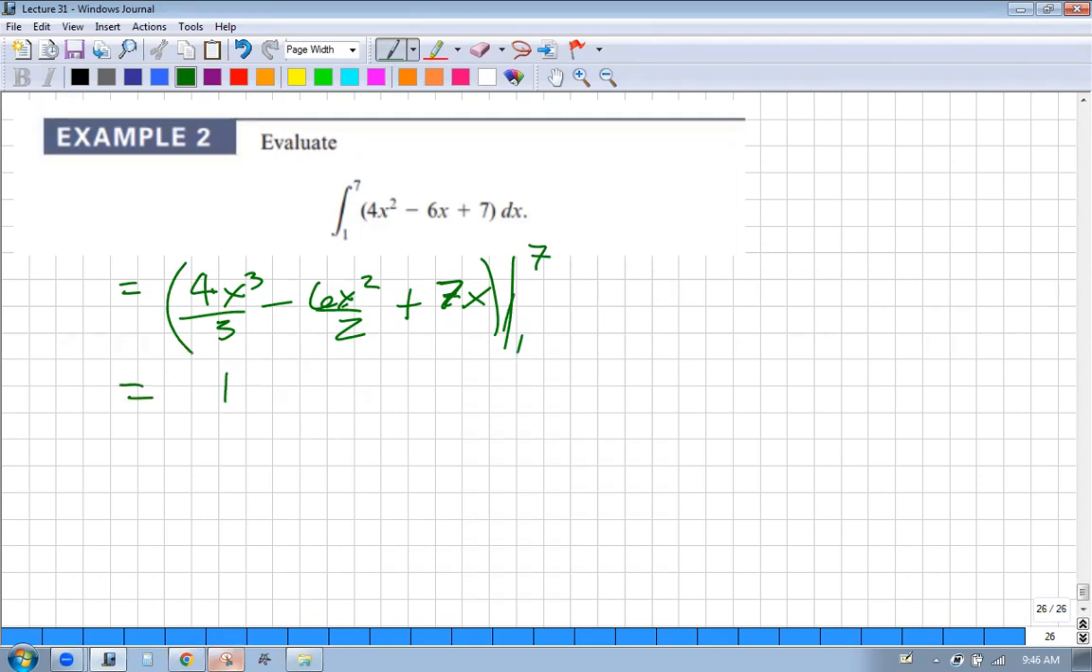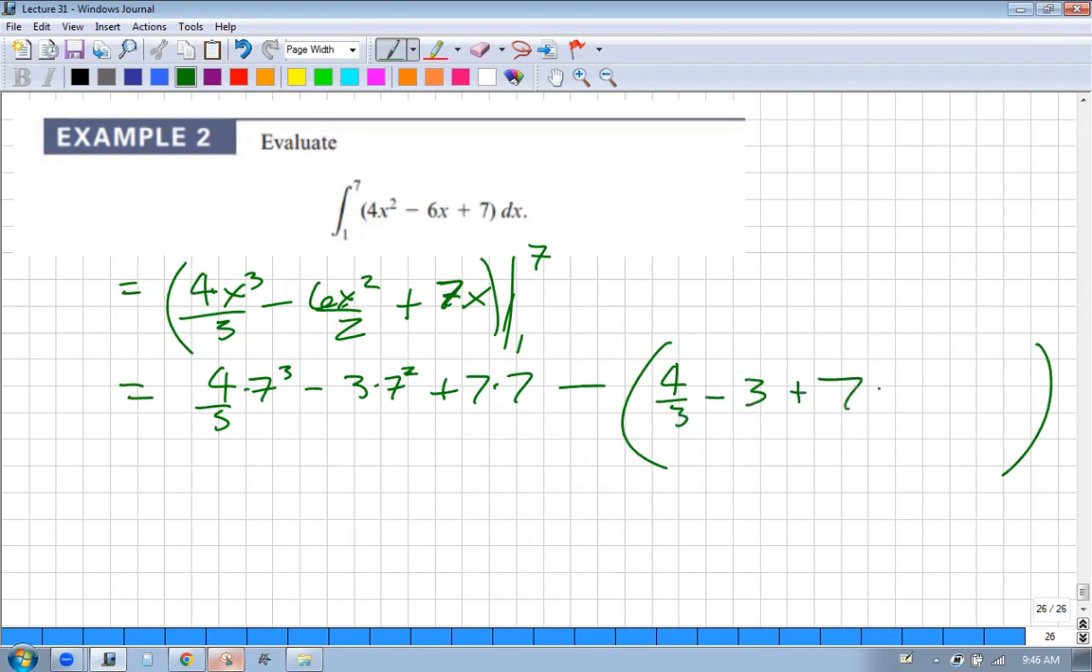And then you just plug a 7 in. So we have 4/3, 7 cubed minus, let's see, 6 over 2 is 3. Now we subtract. Make sure you put your parentheses because we're going to subtract the whole thing. Plug in a 1. 6 over 2 is 3. Because we're subtracting the whole thing, right? You see what I'm doing. Plug in the 7, subtract, plug in the 1. All right. The big mistake y'all are going to make is not putting your parentheses here. Tedious little stuff, right? Okay.